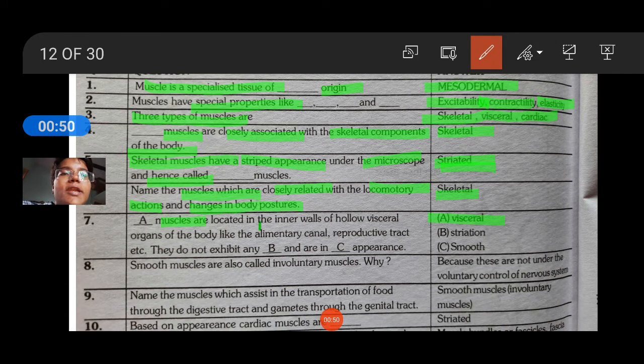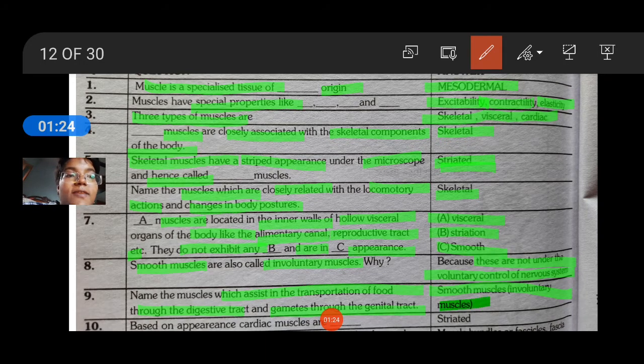Visceral muscles are located in the inner walls of the viscera, like my stomach, intestine. So visceral muscles are present in parts of the body like the alimentary canal, reproductive tract, etc. They do not exhibit any striations and are smooth in appearance. Smooth muscles are also called involuntary muscles. Why? Because they are not under the voluntary control of the nervous system. Name the muscles which assist in transportation of food through the digestive tract and gametes through the genital tract.